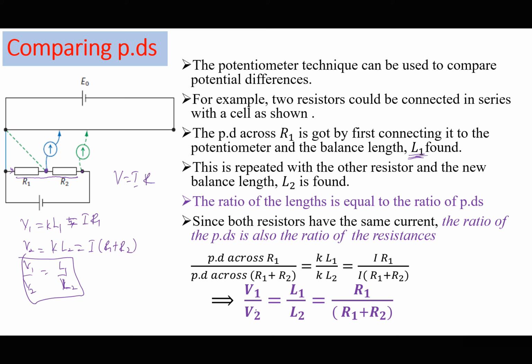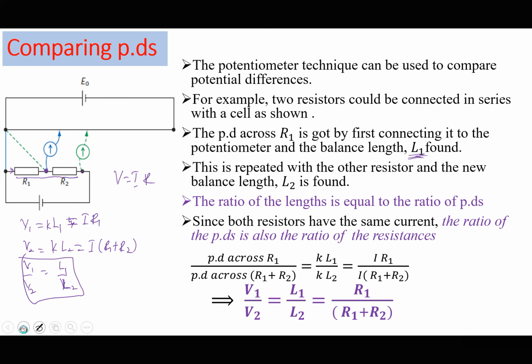So it means the ratio of the PDs is the same as the ratio of the lengths, which is the same as the ratio of the resistances, bearing in mind that in the second position, that is in the green, the total resistance is R1 plus R2. Okay, so that is potentiometers, using them to compare EMFs and to compare PDs.